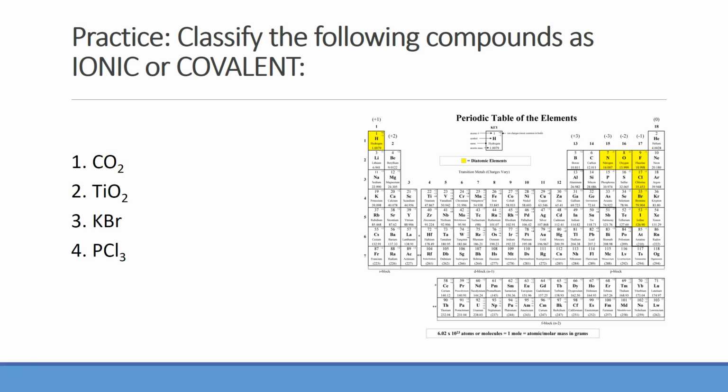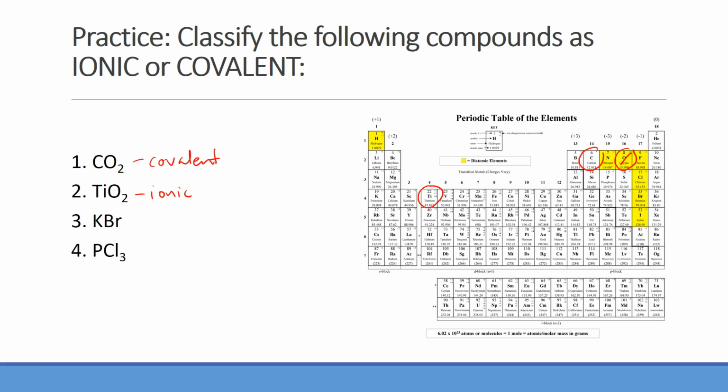So for question 1, it's carbon dioxide. Carbon's located here. Oxygen's located here. They're both nonmetals, so this would be a covalent compound. Electrons are not transferred between those two elements. Number 2 is TiO2. Ti is titanium, which is located here. We've already found oxygen. This is an example of an ionic compound. In this case, titanium is going to transfer electrons to the oxygen.